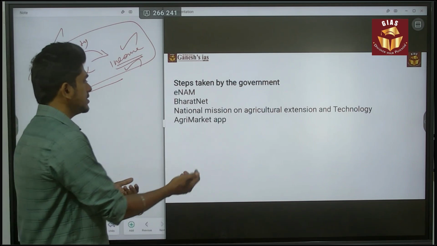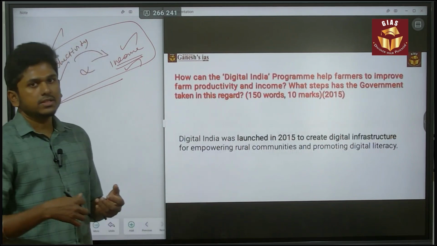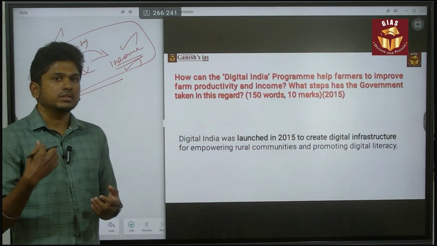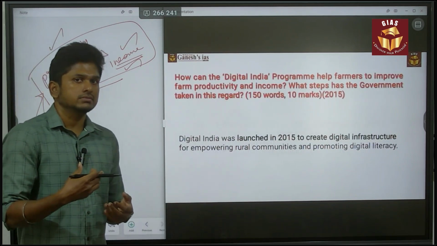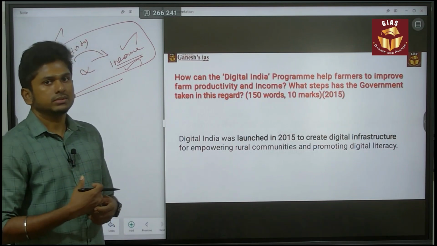So these are certain things done by the government, but still there is an issue of reaching every part of India. So that is the major issue. The government is still working on it.